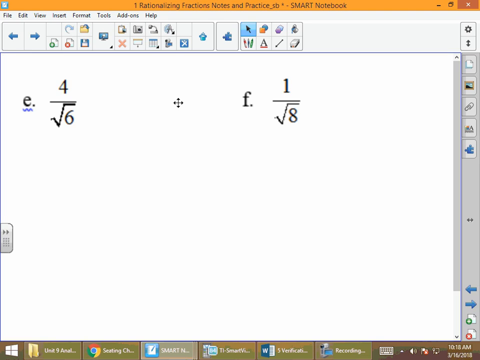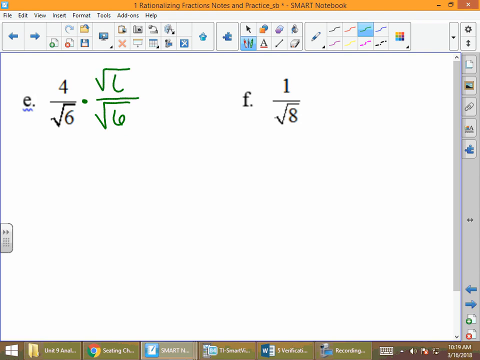Once again, the whole goal here today is to get rid of the radical in the denominator. On letter E, we've got the square root of 6. So let's multiply. And by the way, if we multiply by the square root of 6 in the denominator, we need to multiply by the square root of 6 in the numerator.